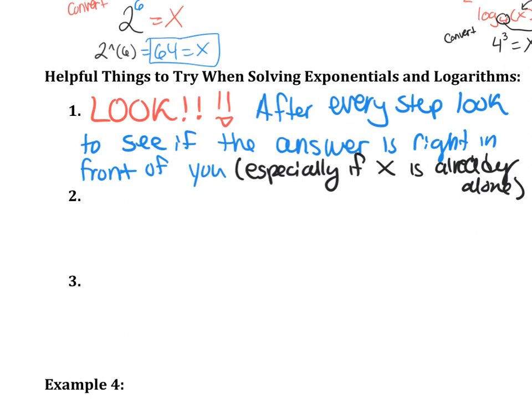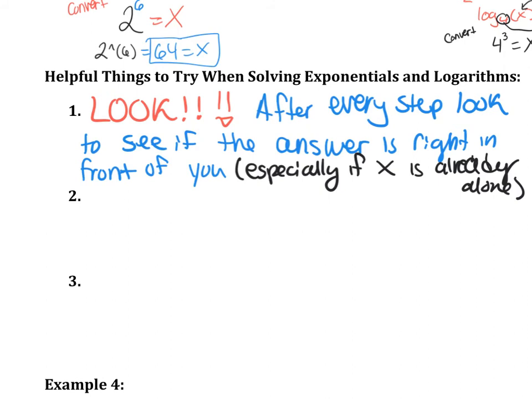Especially if x is already by itself, then chances are you're almost done. You just have to type something in the calculator. So don't do more work than you have to. If you just keep converting back and forth between log and exponential, something's wrong.